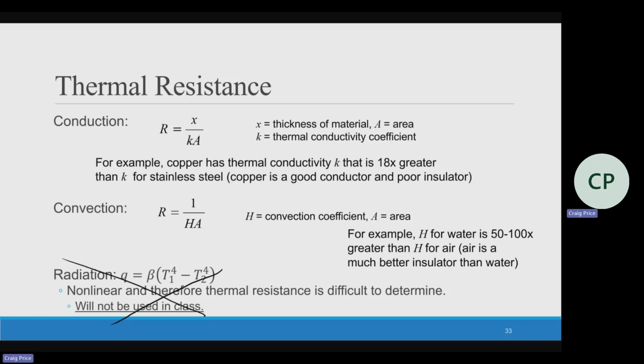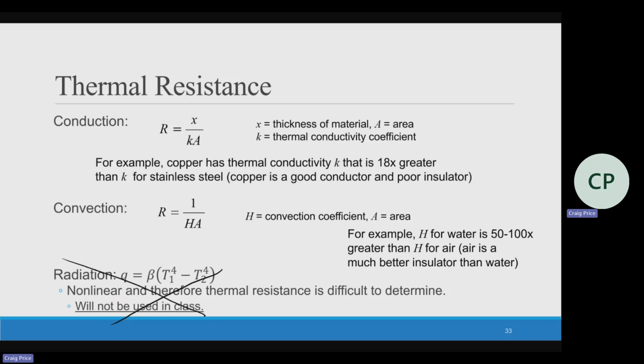So for example, copper has much higher conductivity, and so it's a really good conductor, while air is an insulator if I'm using convection. So anytime I'm using air, if air is a part of it, that is a fluid transport, right? If I'm using water, oil, whatever, I want to use convection.